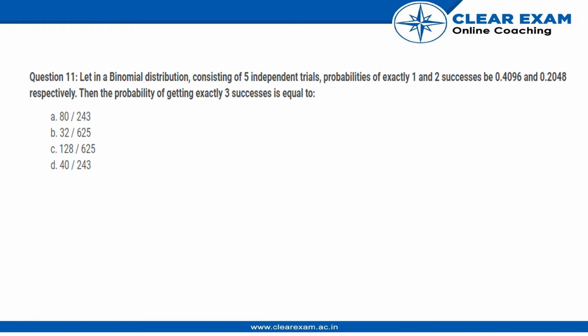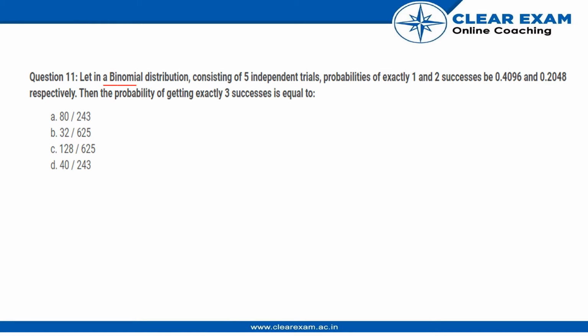Hello students, here is the question. In a binomial distribution consisting of 5 independent trials, the probabilities of exactly 1 and 2 successes are 0.4096 and 0.2048 respectively. Then the probability of getting exactly 3 successes is equal to.